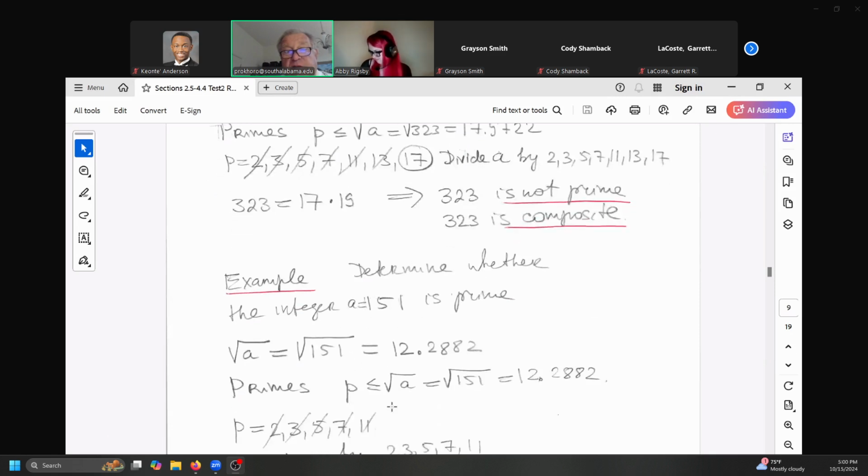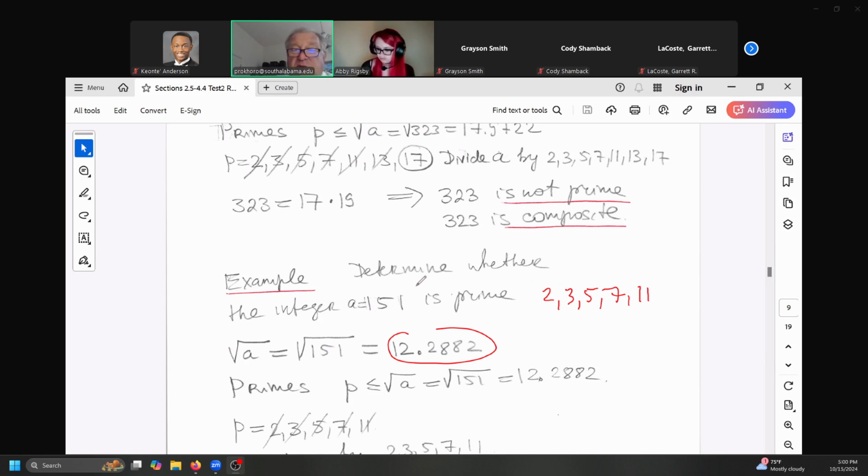Let's do 151. We expect it will be prime. The square root of 151 is 12.28. So this means we write 2, 3, 5, 7, 11, the prime numbers less than or equal to 12.28. And then we'll check it.